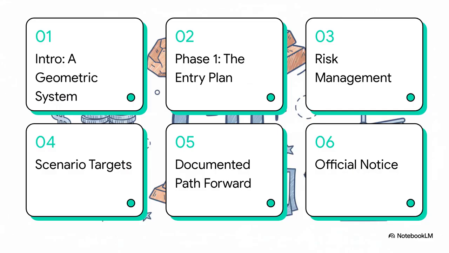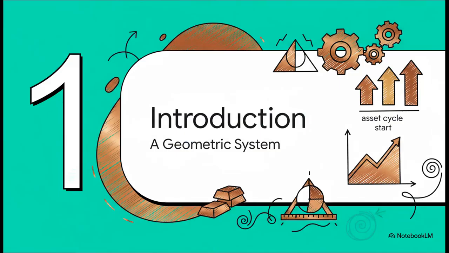So here's a quick look at our roadmap for this session. We'll start with a quick introduction to what the system is and where copper is at right now. Then we'll get into the nitty-gritty of the phase one entry plan and the risk management blueprint. After that, we'll check out the projected targets for a couple of different scenarios. And we'll even look at the potential paths forward, as defined by the model. Finally, we'll wrap things up with a very important official notice. All right, let's dive right in.